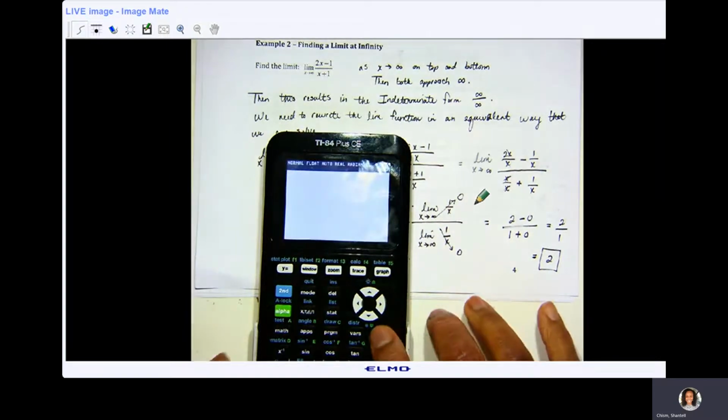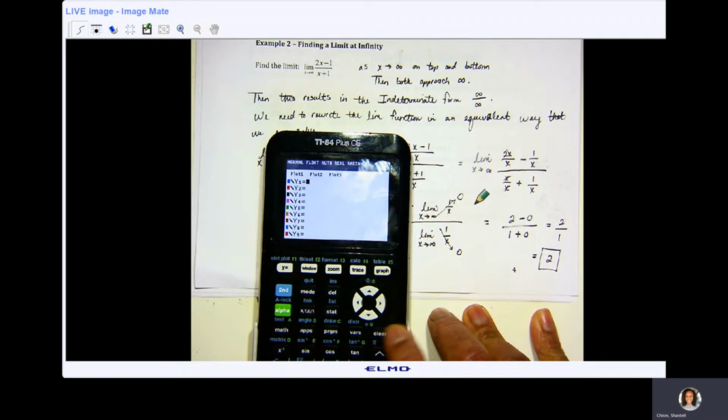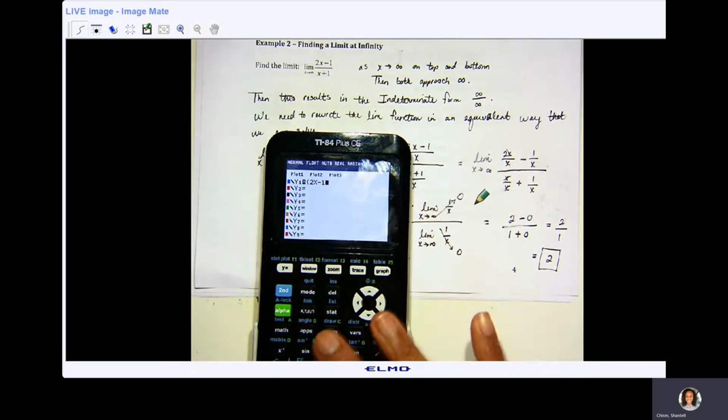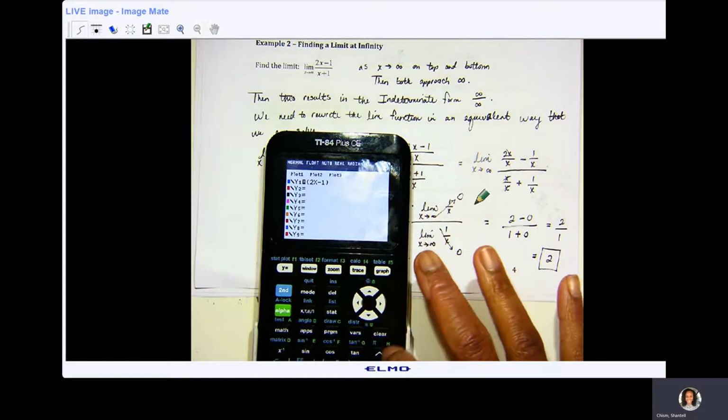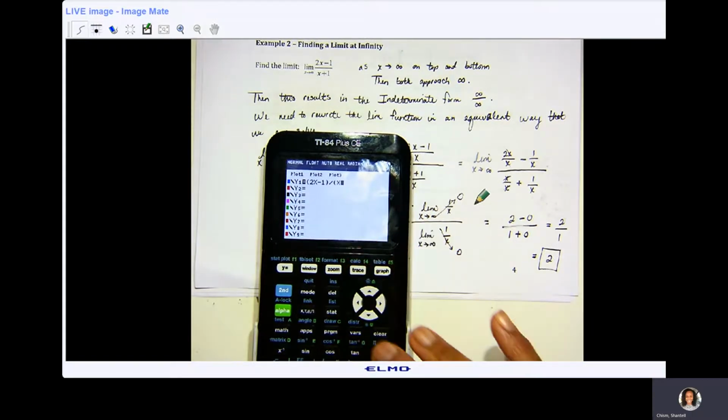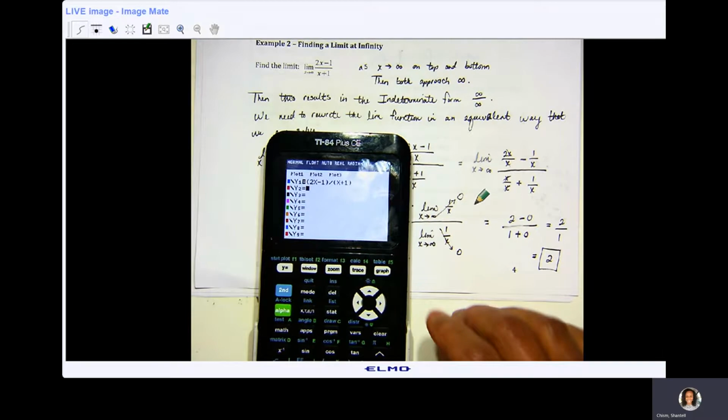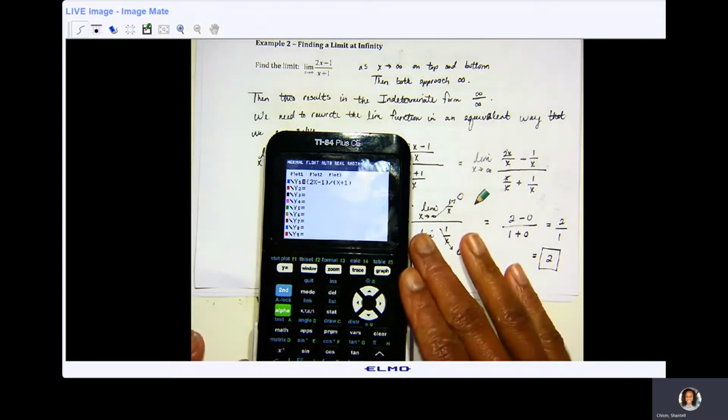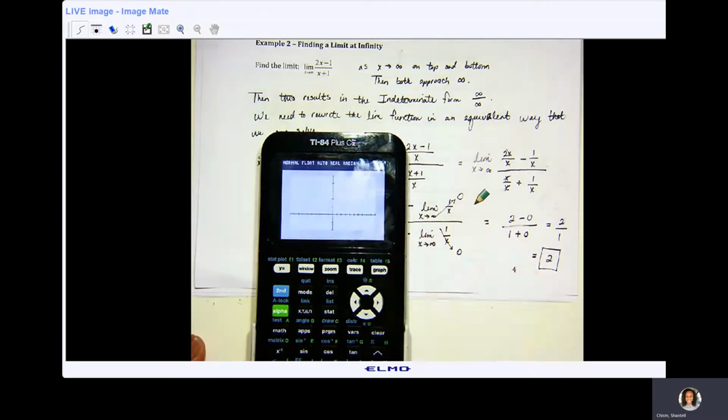Don't be afraid to use your calculator. You are not cheating when you are looking at the graph, okay? So I'm just going to look at the function. I can't put the limit actually in there, but I just want to look at the graph of the function and see what I've got here. Maybe it'll reveal something to us. You never know. Let's hit graph, and I may have to adjust it.